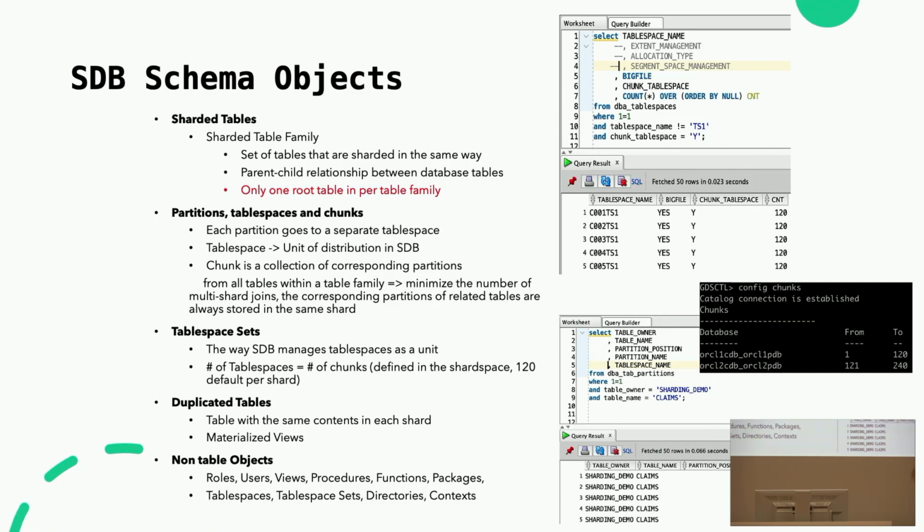And then inside your schema objects, you can have, of course, roles, views, stored procedures, packages, contexts, tablespaces, directories, and pretty much everything, even sequences, right?